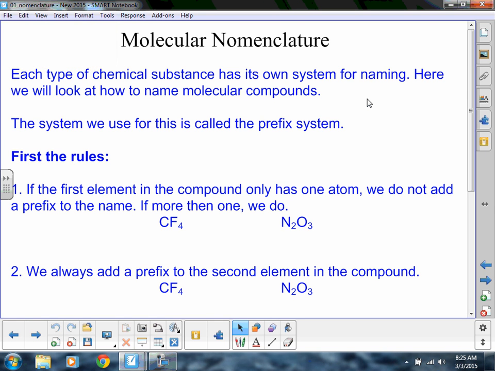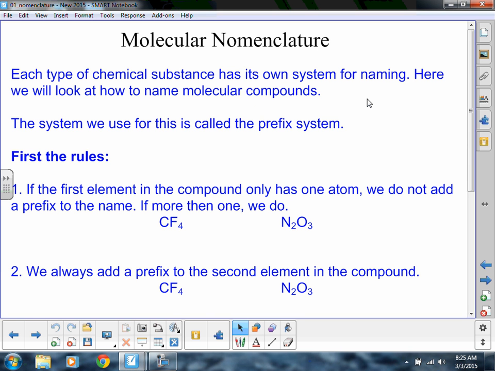Okay, so today we're going to talk about molecular nomenclature. Molecular nomenclature is slightly different from ionic nomenclature, but it is a little bit easier of a system than ionic naming. There's not a lot of different things that can happen here. The system that we're going to be using for naming molecules or molecular compounds is called the prefix system, which will make more sense as we go through some examples here.